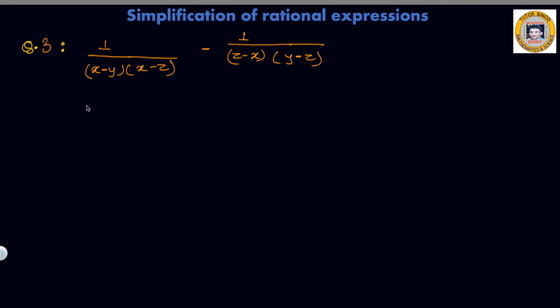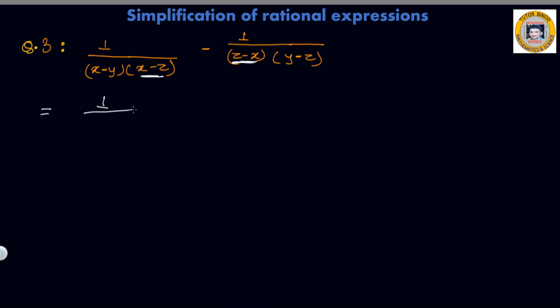Now let us do question number 3. The first expression is 1 over x minus y, x minus z, whereas the second expression is 1 over z minus x, y minus z. So in this type of question, we first have to see what we can get LCM, because here is x minus z, whereas we have here z minus x. So how can we make this z minus x as x minus z? If I take negative 1 common, I will have x minus z over here. So let me do that.